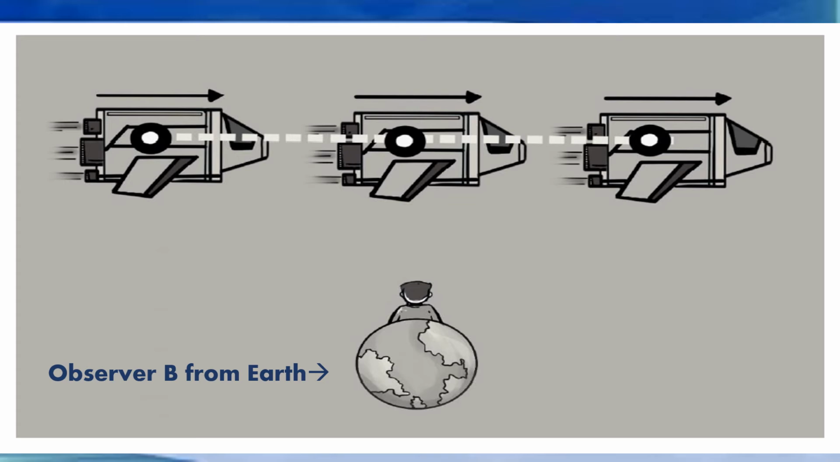Okay. So this is observer B. This is from the Earth.